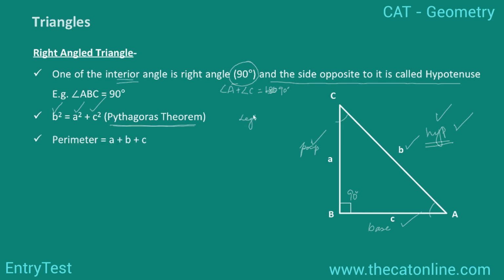The perimeter of such a triangle is given by A plus B plus C because all the three sides are not equal to each other. The area of a right angle triangle would be given by half into base into perpendicular. So it will be half base into height. One side will act as a base, the other side will act as a height because base and perpendicular are anyways at 90 degrees to each other.